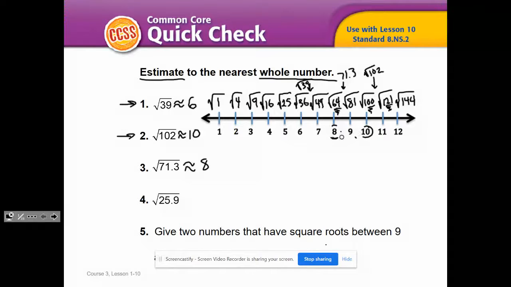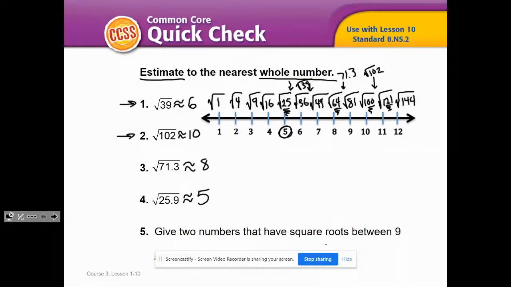Hopefully you're cruising on this. You're doing okay. Another decimal. We're going to get an approximation for 25.9. Let's find where we would put that. Wow, that's going to fit right in there, and that's very, very close to 25. So I'm guessing the actual square root of 25.9 is going to be very, very close to 5. So we're going to put that.